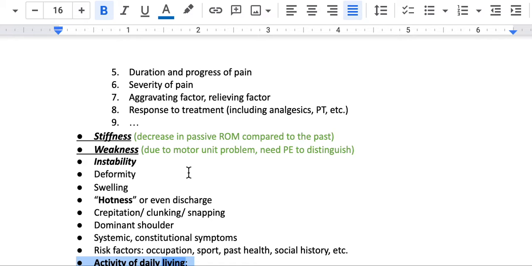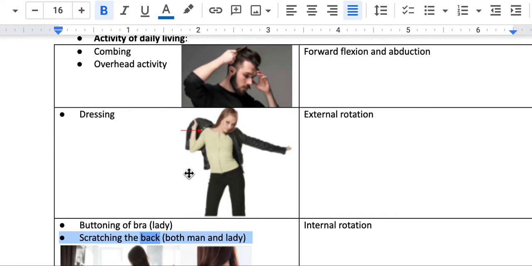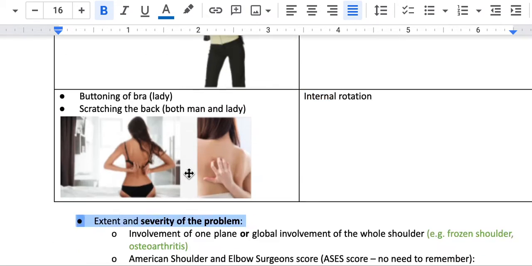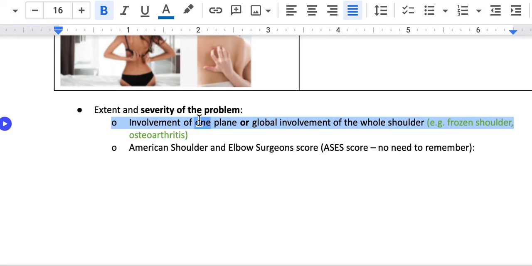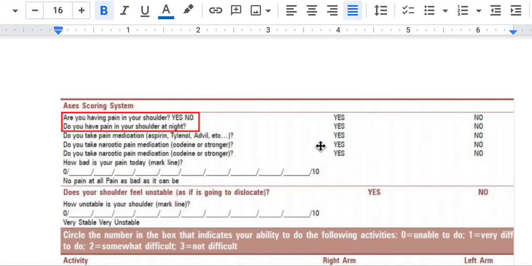Activity of daily living: combing, overhead activity, forward flexion and abduction; dressing, external rotation, buttoning of bra for ladies; scratching the back for both men and ladies, internal rotation. Extent and severity of the problem: involvement of one plane or global involvement of the whole shoulder, e.g. frozen shoulder, osteoarthritis. The American Shoulder and Elbow Surgeons score is a score, no need to remember.